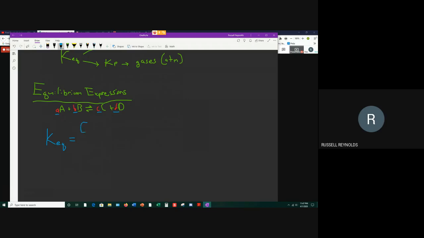So on top, we're going to put our products over our reactants.